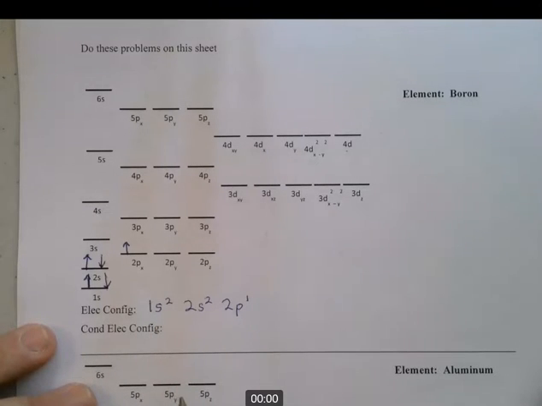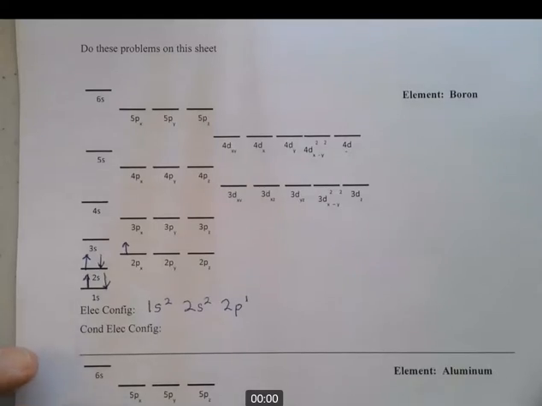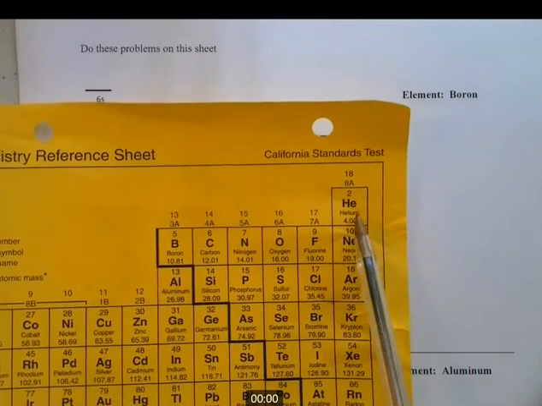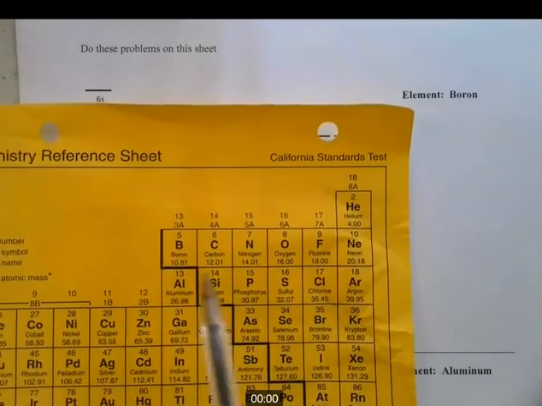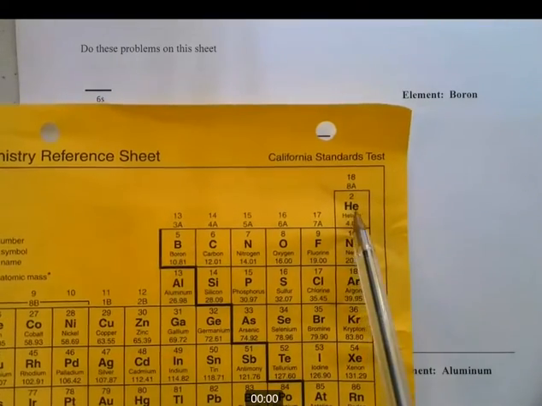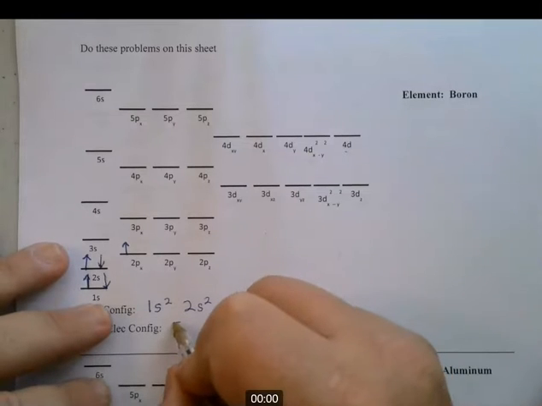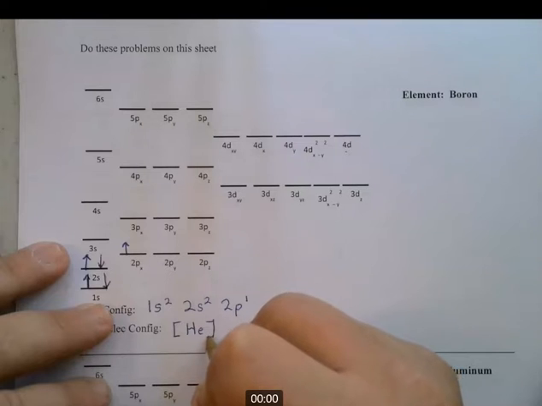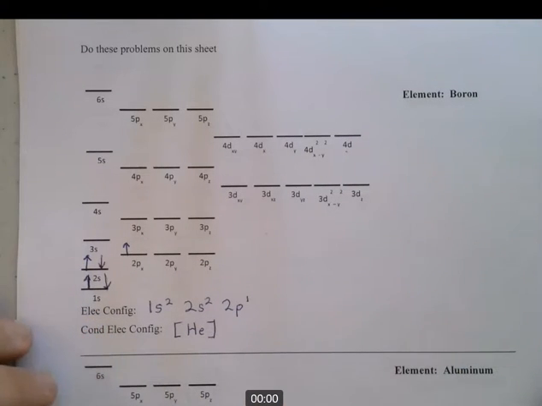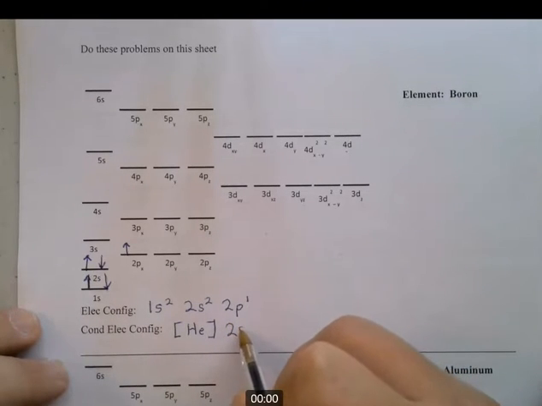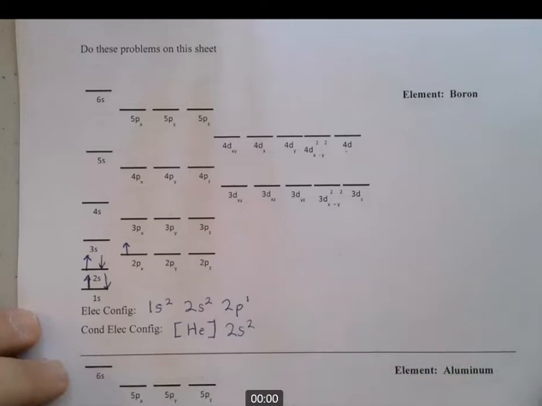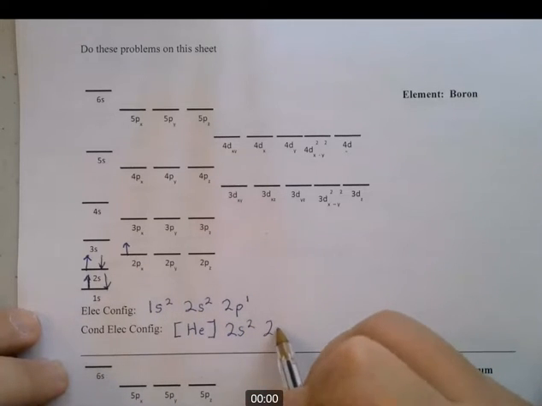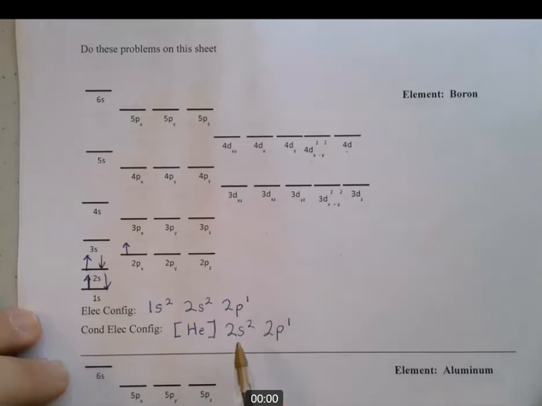Now we're going to do it using the condensed electron configuration. What you do is you start with the noble gas that's on the previous row. Boron is in the second row, so you start with helium. You put that noble gas in square brackets, so we put He like that. He is represented by a full 1s orbital. Then you go to the 2s orbital, so we write 2s2, just like we did above. And finally 2p1, and that's the condensed electron configuration.